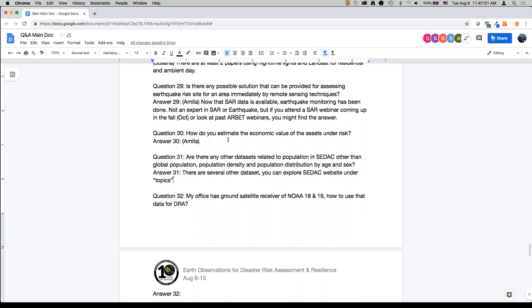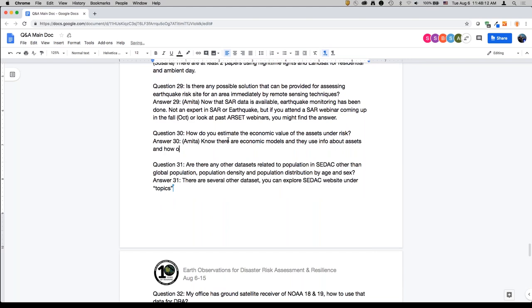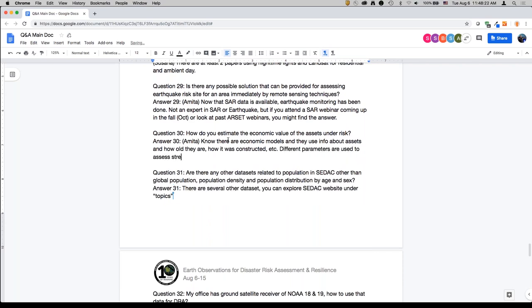Susanna, or Sean, do you have any specific answer for that? I know that there are economic models, and these models use information about the asset: how old it is, how it was constructed, or what the underlying surface condition is. Different parameters are used to assess strength and economic value associated with some asset, but I don't know about specifics.